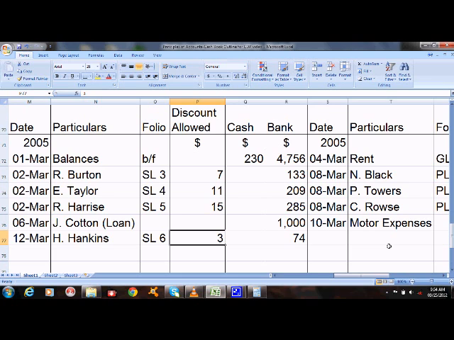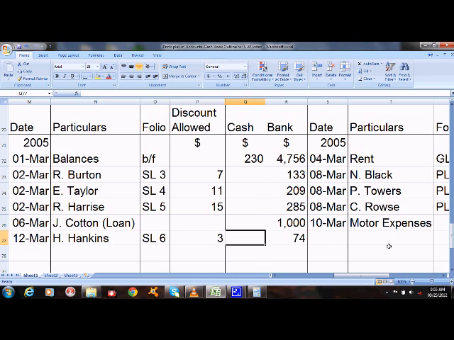Whenever you see a percentage, you work out the percent. But if you see it like this, you just place the amount where it should be. $3 cash discount means there was a discount of $3, so you place 3 under the discount allowed column, because you, the businessman, are giving H. Hankins a discount. Alright.